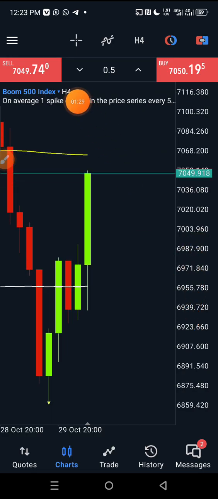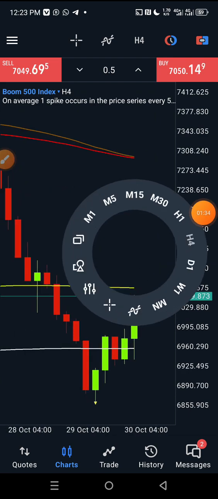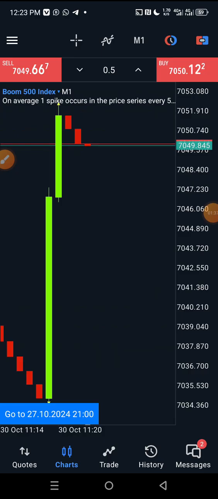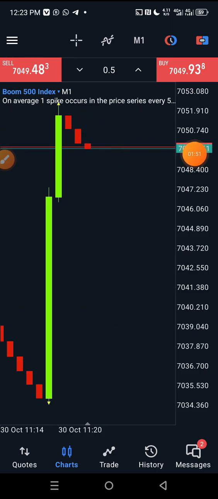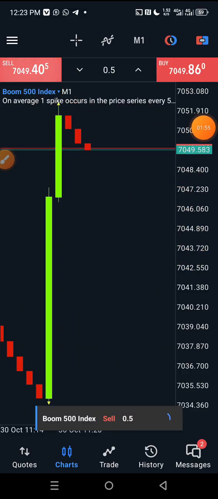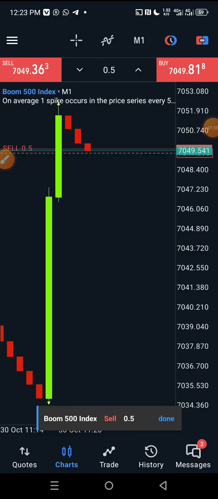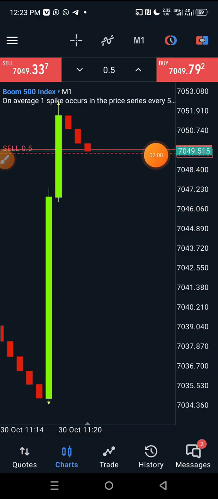So this is Boom 500 under H4. And of course we know that Boom market sells by default. How do we mean? All these long green candles, we call them spikes, but if you watch now, you see that it's currently going down. It's forming the red candle, and as it is forming, the price is shifting down. So assuming we sell, we click on sell. Then the moment you execute any order, it will bring up your entry point.